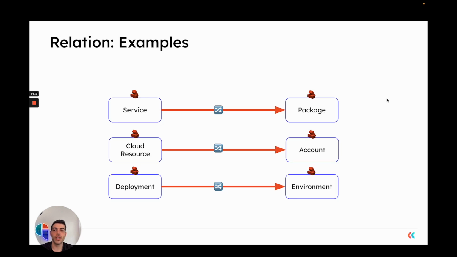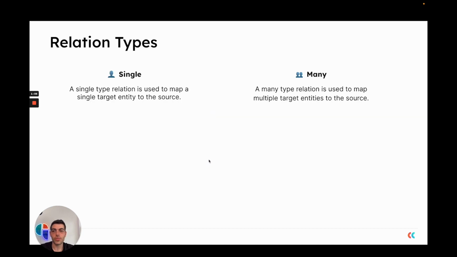Let's look at some examples for relations. If we look at the blueprints on the left side here, we have the service blueprint, which is related to the package blueprint. That is because we want to show for each service which packages it uses. Likewise, we have the cloud resource blueprint, which is related to the cloud account blueprint. That is because we want to see for each cloud account which cloud resources it hosts, and so on and so forth.